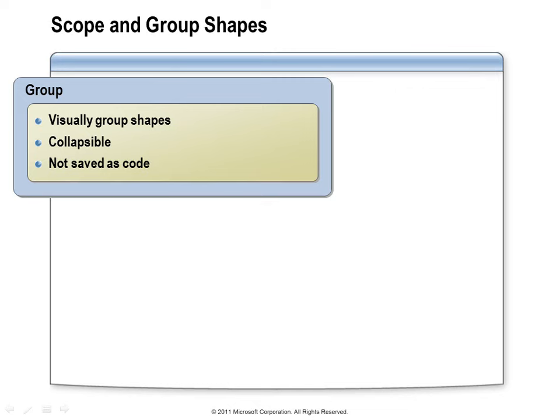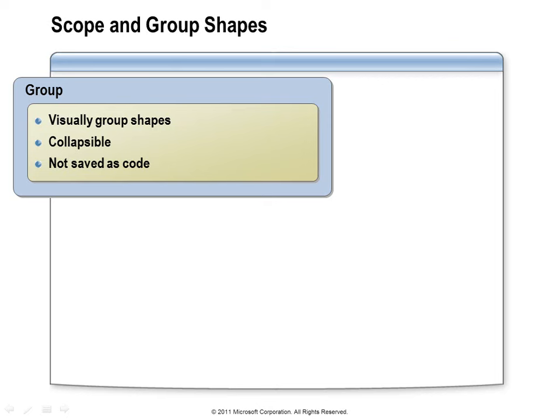The name property of a group shape can be up to 511 characters long. And when you collapse the group shape and you're in the designer, you can just hover the cursor over the group shape and it will display the entire name within a tooltip. And then since there is no runtime behavior associated with the group shape, it is just ignored by the compiler at build time.